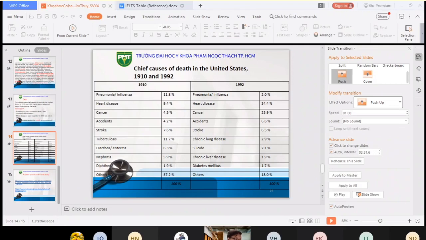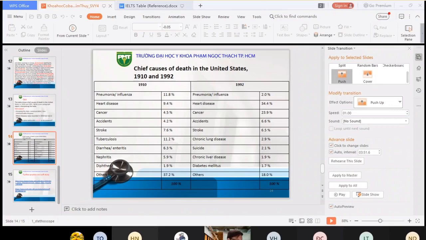Please take a look at row number 7. Row number 7. Do you notice the difference here from 1910s? Okay, the cause 1, 2, 3, 4, 5, 6. The sixth cause of death in the U.S. in 1910 was tuberculosis. But when you take a look at the same category in 1992, it was chronic lung disease, right?